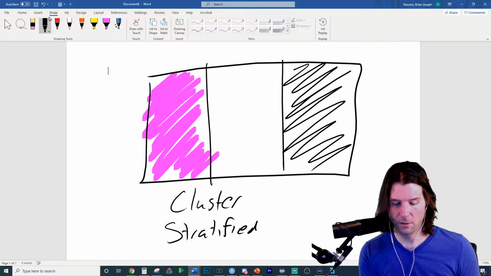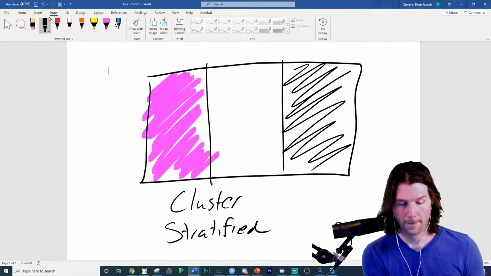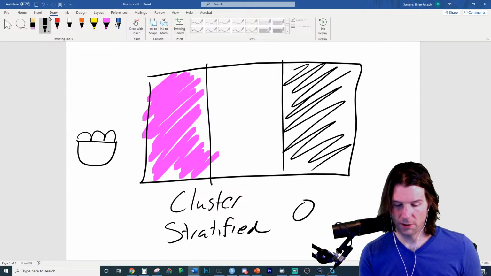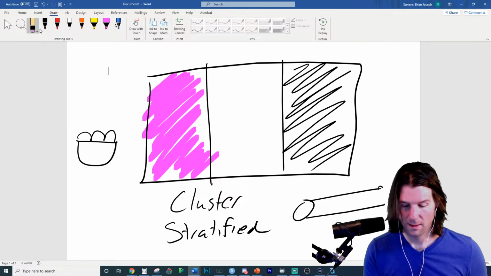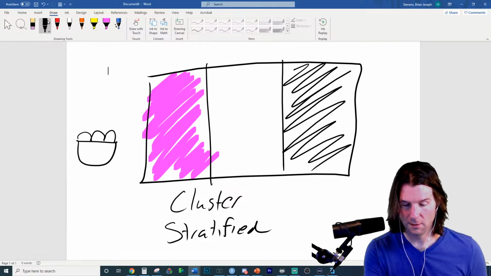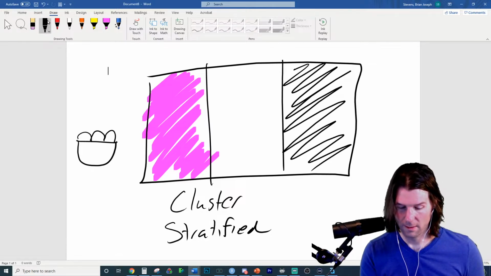So I will give you a sample of this ice cream that's either a cluster or a strata. It's my best ice cream scoop. So my artistic skills are bad. Sure.